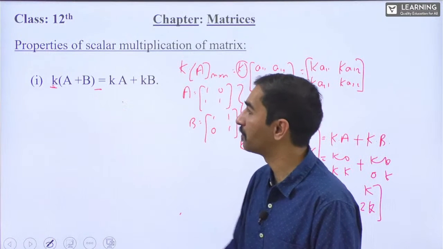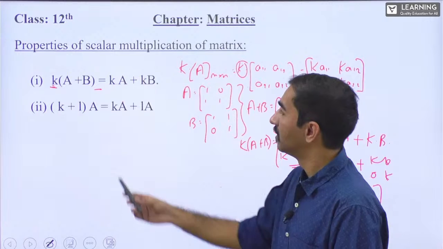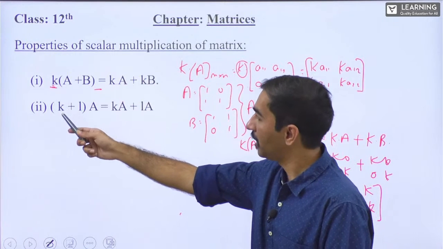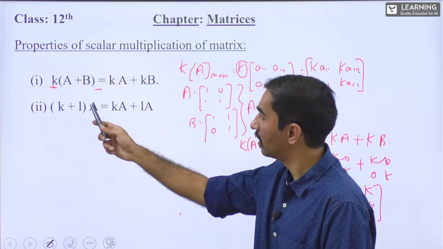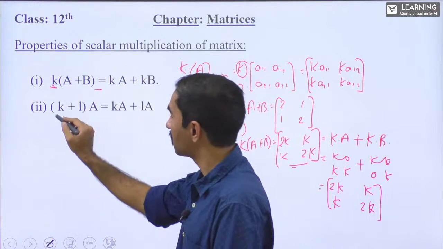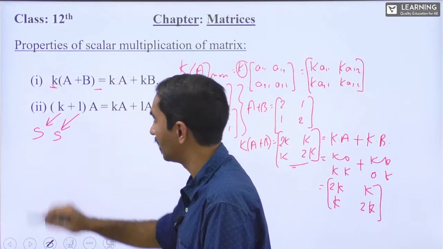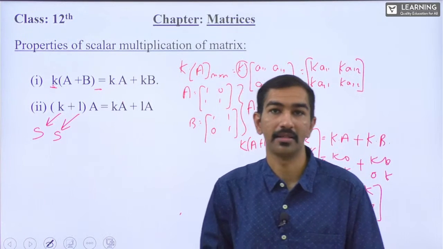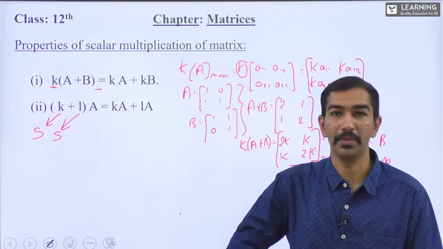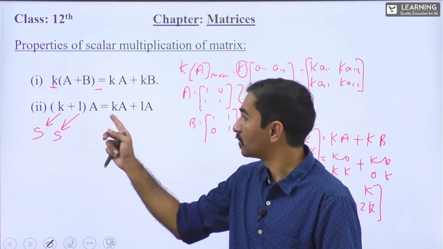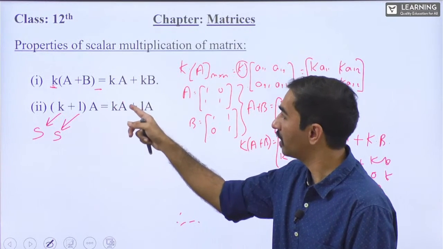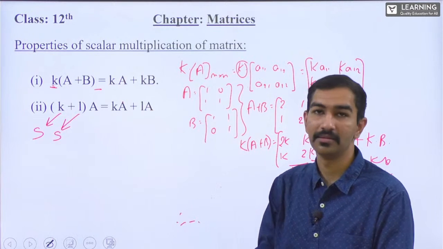The next property of scalar multiplication: (K + L) of A. Now here, K was a scalar, right? Here also K is a scalar, and L is also a scalar. So the sum of two scalars, when we multiply with the matrix A, will be equal to what? K·A plus L·A.